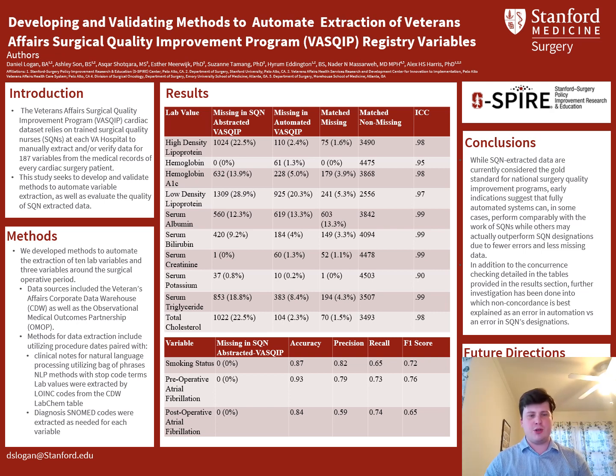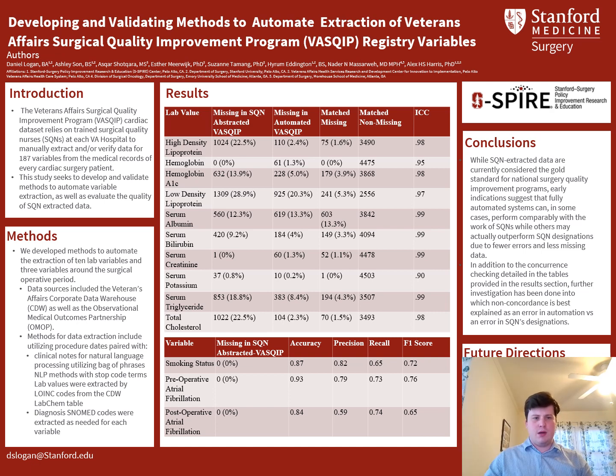The Veterans Affairs Surgical Quality Improvement Program, or VASQIP for short, is a quality improvement database containing several hundred variables for veteran patients detailing various aspects of the medical record around surgical procedures which they received. For the purposes of this study, our attention has thus far been directed at the automation of variables within the VASQIP cardiac dataset, which holds 187 variables for a full cohort of all cardiac procedures within the VA.